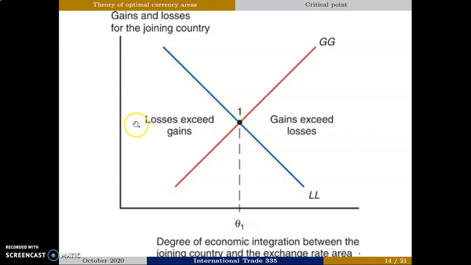To the left of this point, the losses exceed the gain, and to the right of point 1, the gains exceed the loss. Therefore, countries join anywhere from theta 1 to the right, where the degree of economic integration increases.